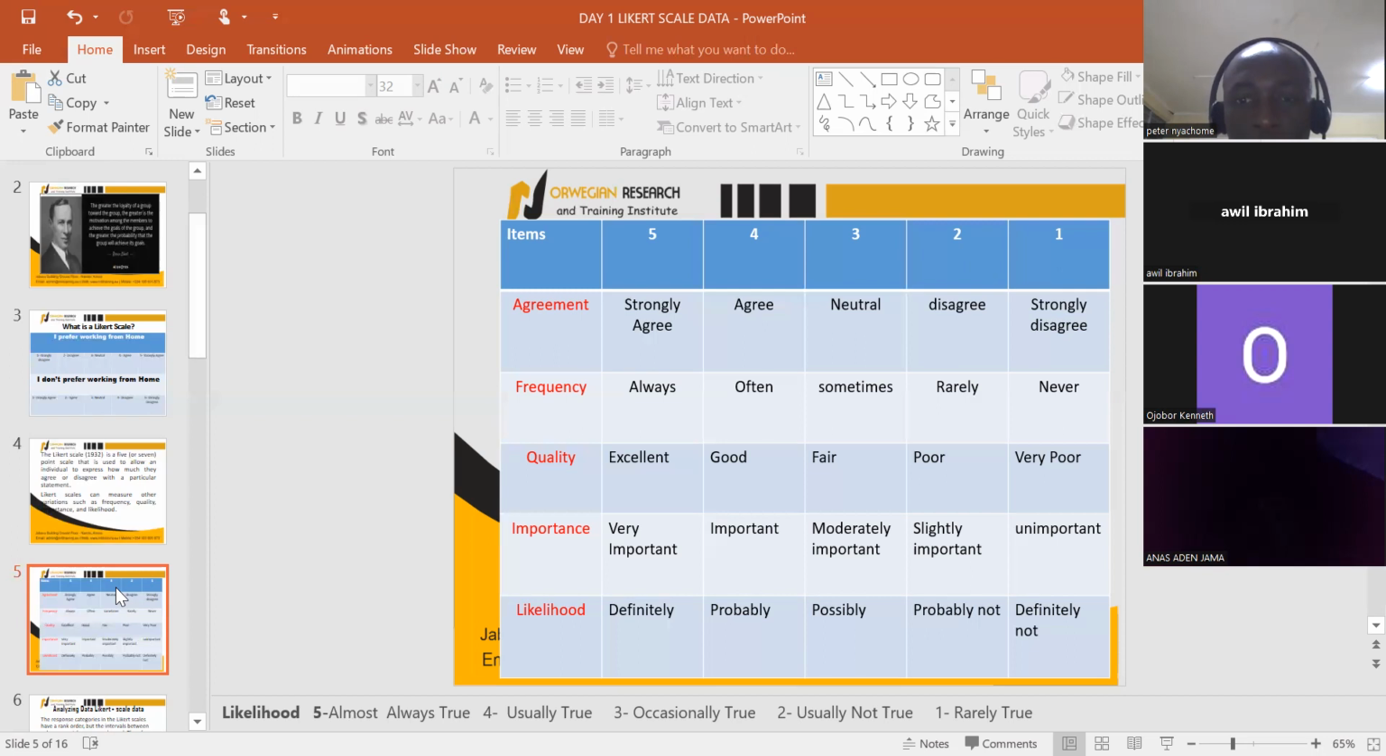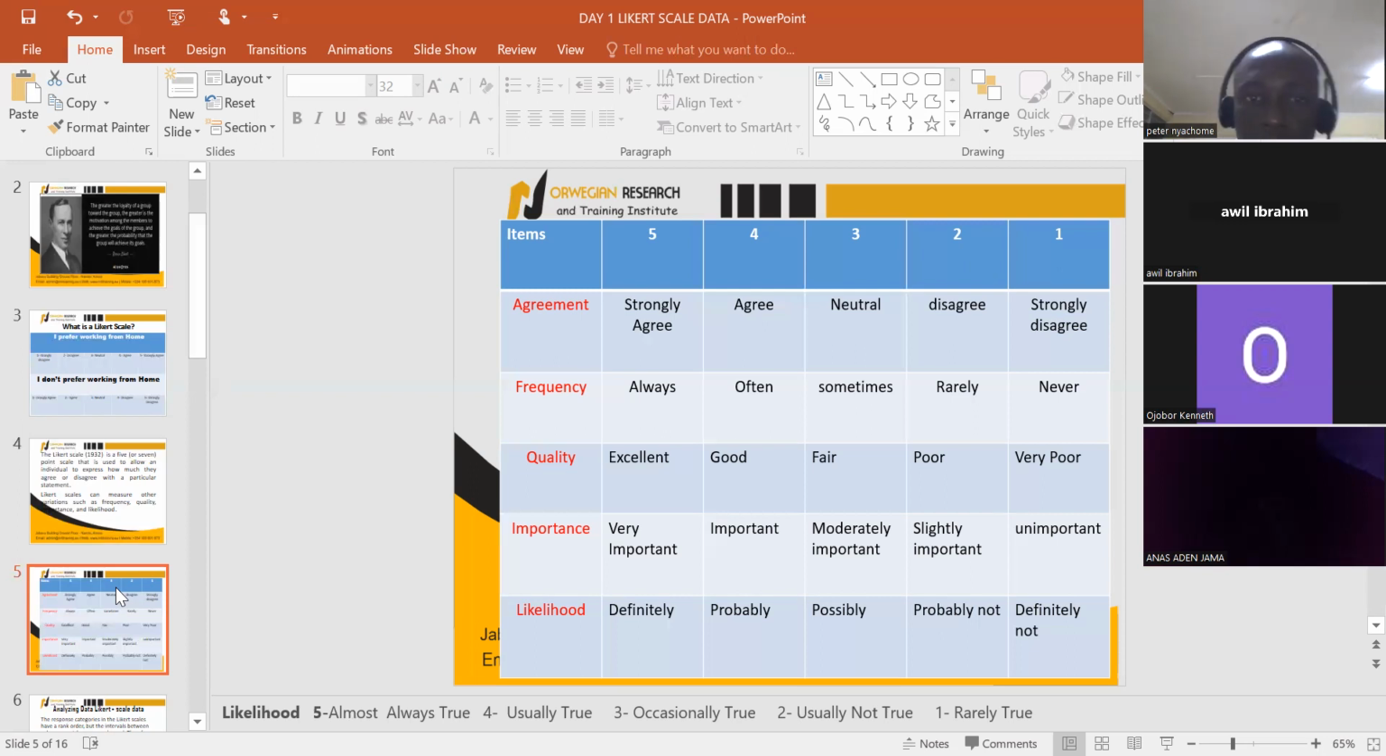Quality is also another parameter that we can rate in a Likert scale, like excellent, good, fair, poor, and very poor, where very poor is given 1 and excellent is given 5. Especially when you are a teacher like us marking scripts of candidates, after marking those scripts, we can rate these candidates as very poor, poor, fair, good, and excellent. Then we also have importance: very important, important, moderately important, slightly important, or unimportant. Then likelihood: definitely, probably, possibly, probably not, or definitely not.